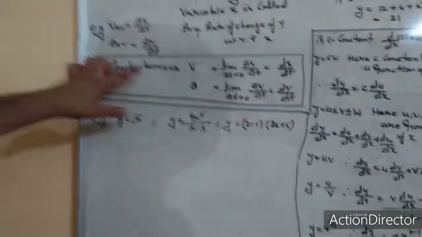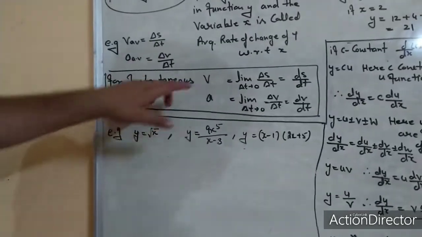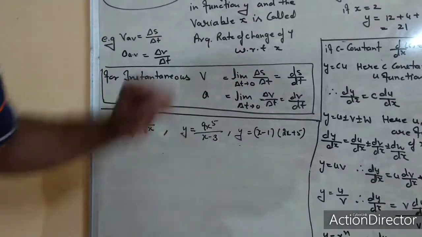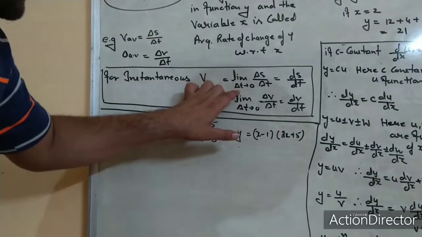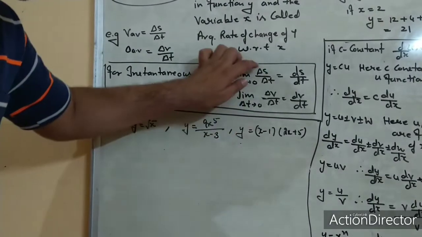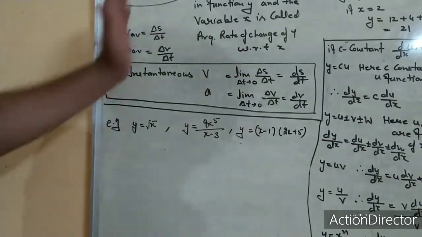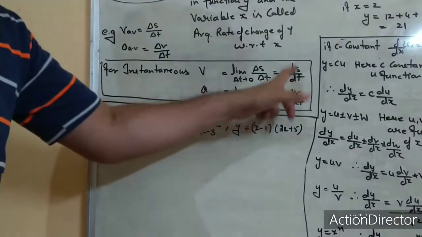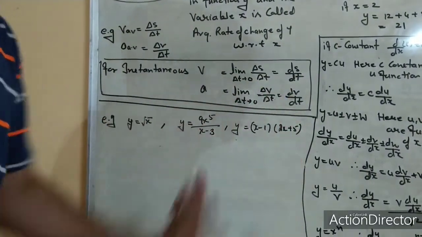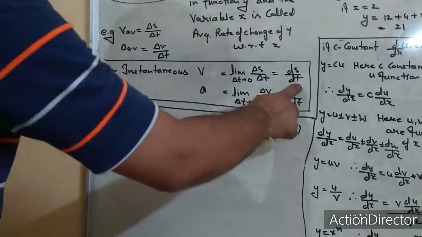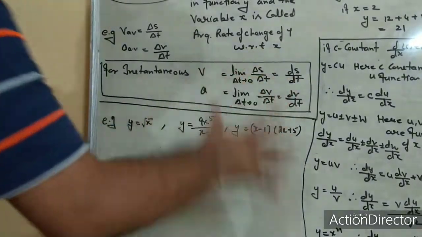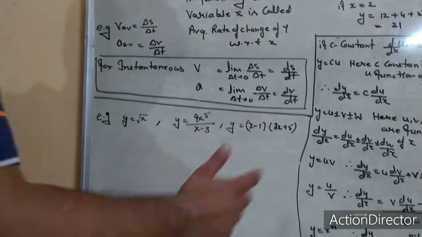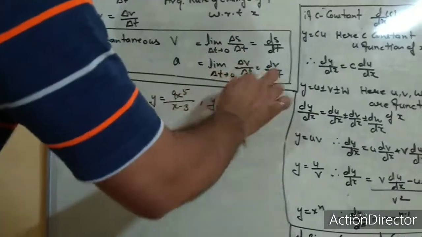While for finding the instantaneous value in case of velocity and acceleration, we have to apply a limit such that delta tends to 0 in that equation. Then delta s by delta t automatically shifts into ds by dt, and delta v by delta t into dv by dt, which represent the actual formulas for velocity and acceleration at a particular time.